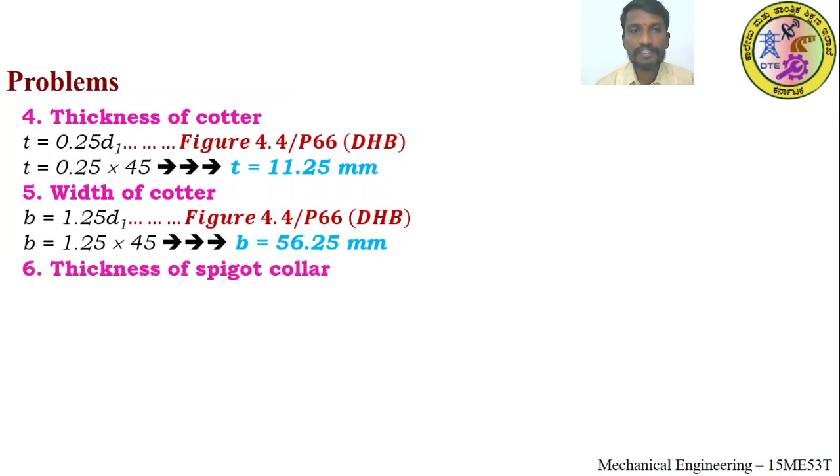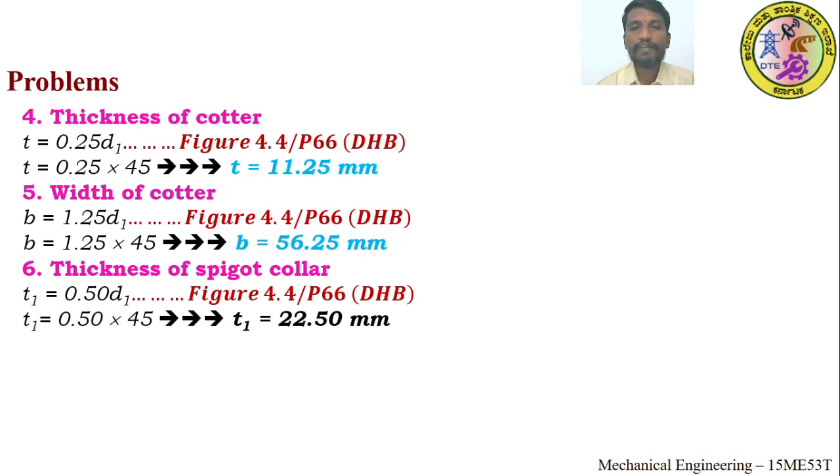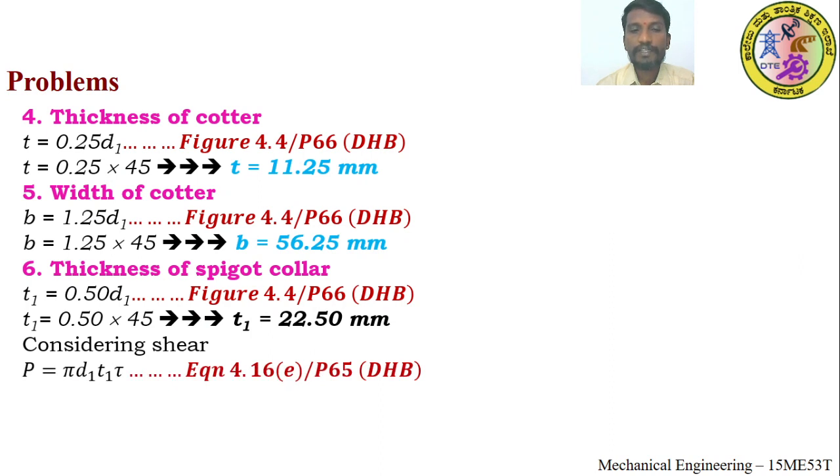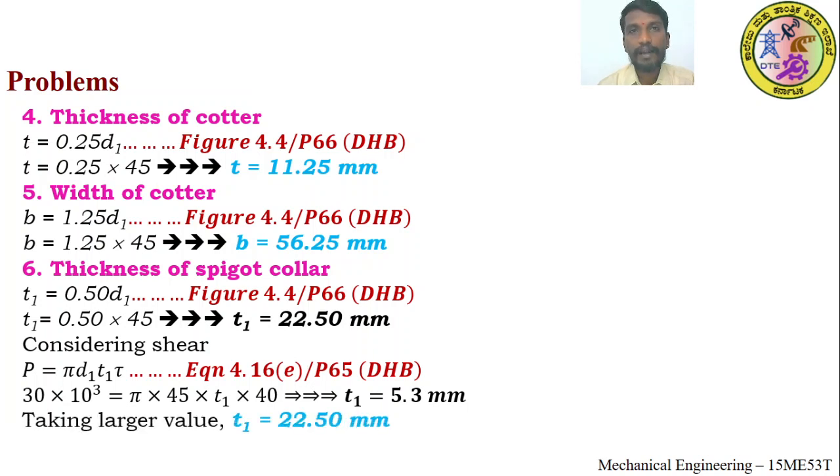Then come to the sixth one, that is thickness of the spigot collar, T1 is equal to 0.5 times D1 from figure 4.4, page number 66. Here applying the values, you will get 22.5. But the spigot collar is subjected to shear, so we apply the formula, equation number 4.16e in page number 65. By applying this, we will get T1 is equal to 5.3. But considering the maximum of these two, T1 is equal to 22.5 mm can be adopted.